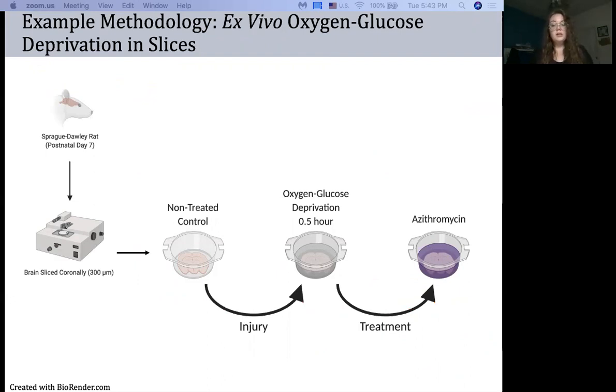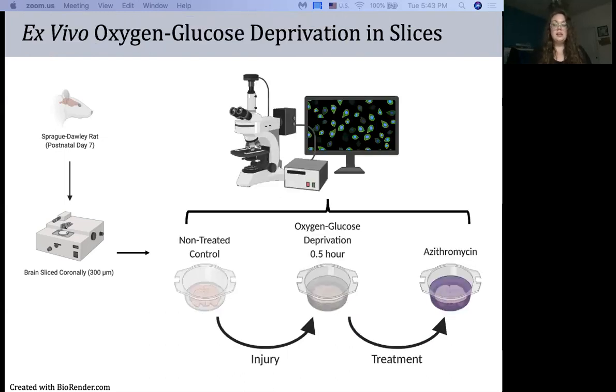They can be the non-treated control, the injured group, which undergoes half an hour of oxygen glucose deprivation, or injury plus treatment with azithromycin. And what is also important to know about our lab is that we obtain almost all of our data through fluorescent imaging.